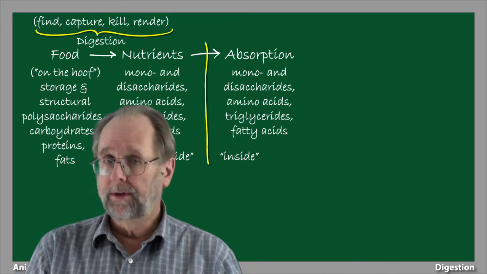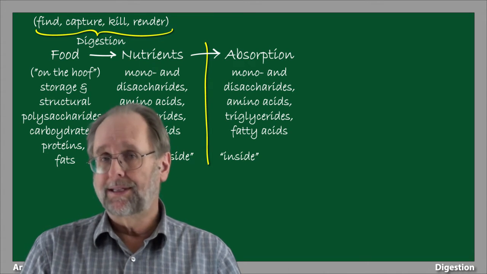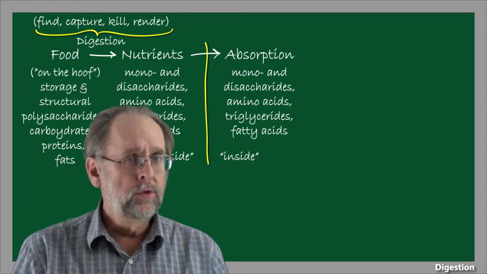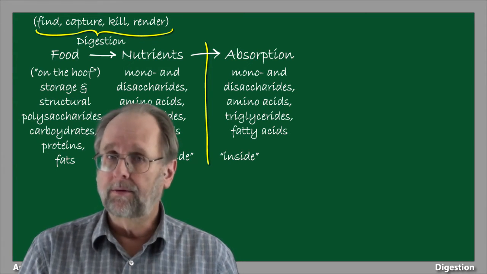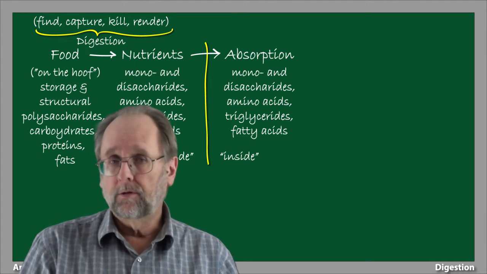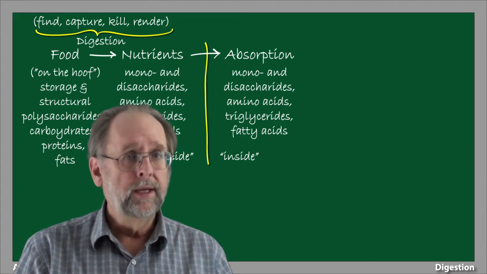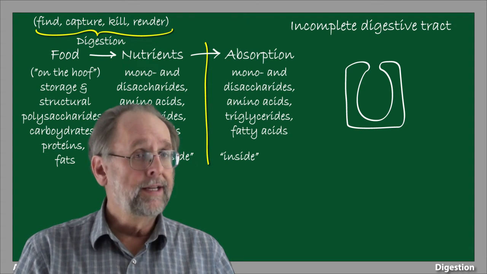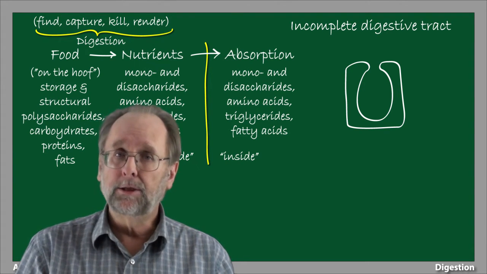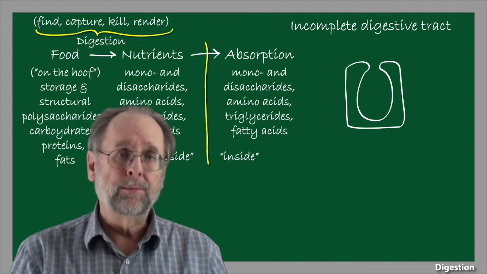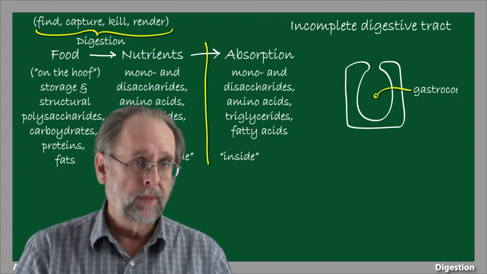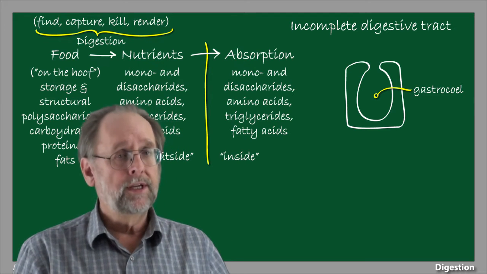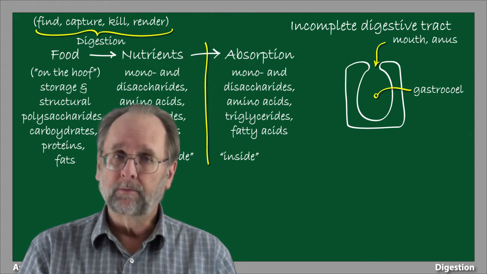Digestion takes place within a digestive tract, which is topologically outside the animal's body. There are two types of digestive tracts to be found among the animals. The first and relatively rare type is the incomplete digestive tract. Digestion in an incomplete digestive tract takes place within a blind-ended compartment known as a gastrocele, which opens to the outside through a single opening which serves as both the mouth and anus.